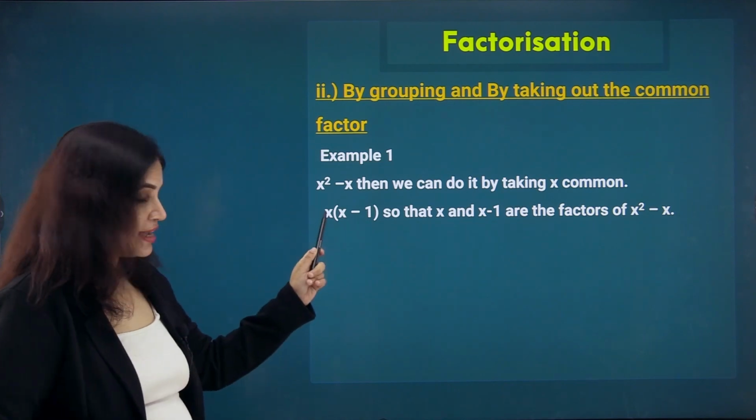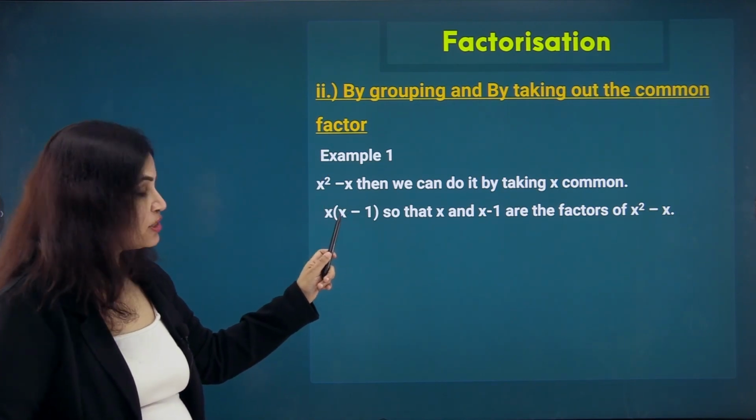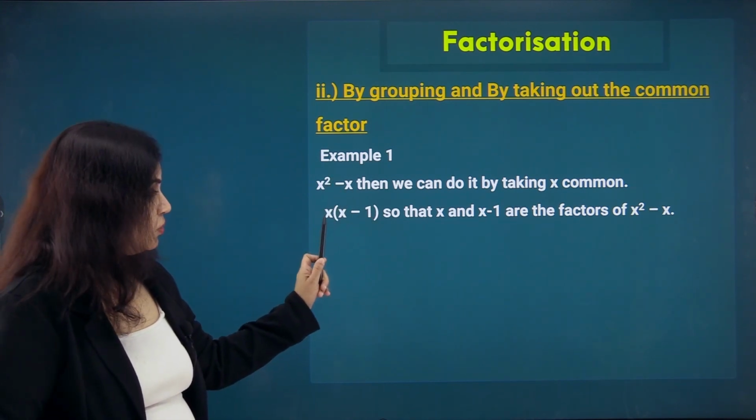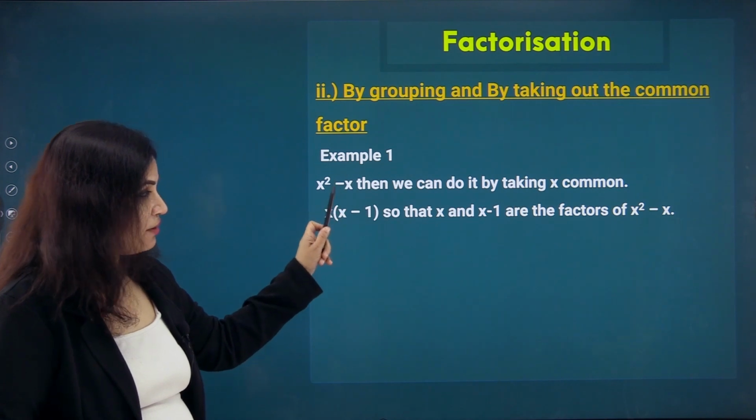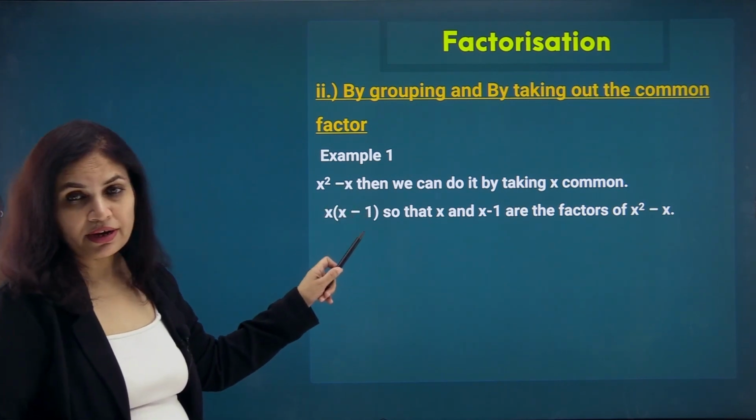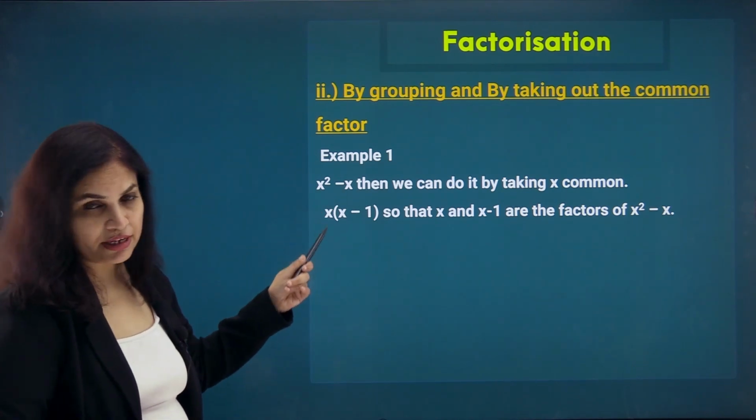How? If I take x as a common factor, then from the first term x square only x will remain, and the second term we have already taken common. So x into minus 1 would have given you minus x. That is why within the bracket I write minus 1. So when I open the bracket, I get back the same expression.